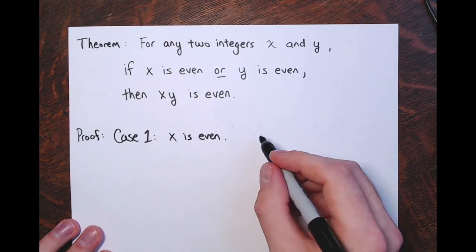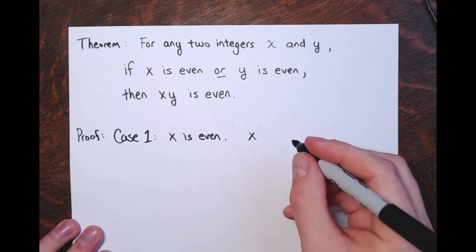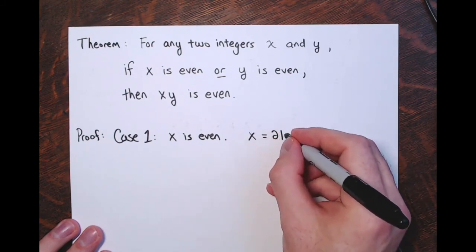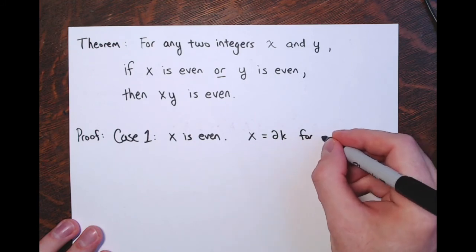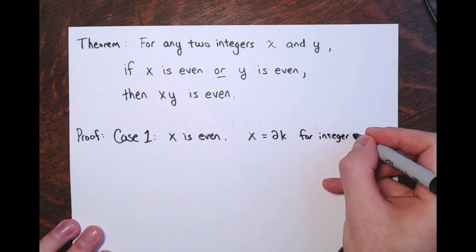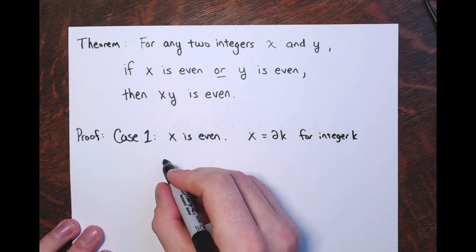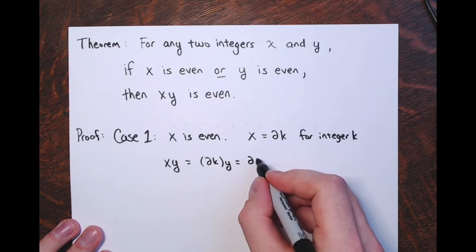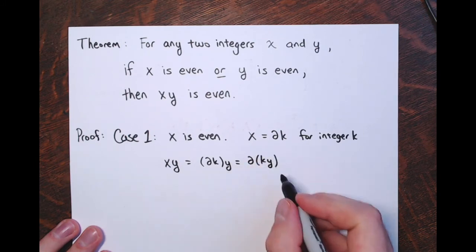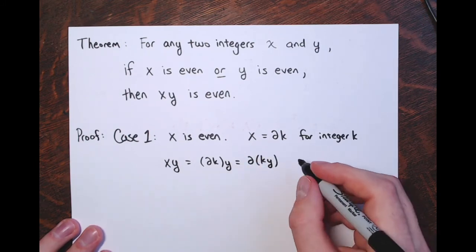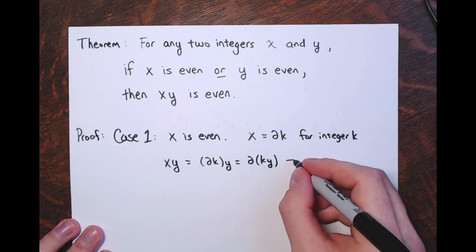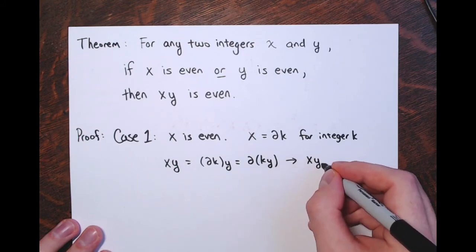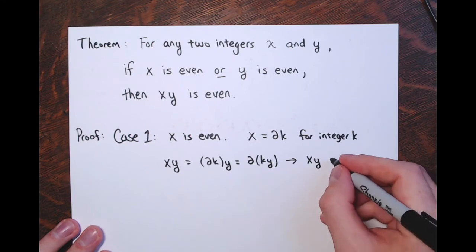All right, that means that, again, I'm not going to write out a lot of words this time, but that means x equals 2 times k for some integer k, and then you plug that into x times y, and that would give you 2 times k times y, which would be 2 times ky using the associative property for multiplication of integers. Therefore, xy is even, right, because it's 2 times an integer.